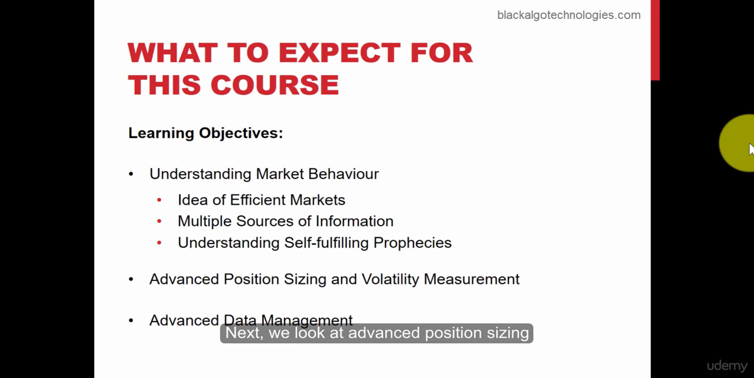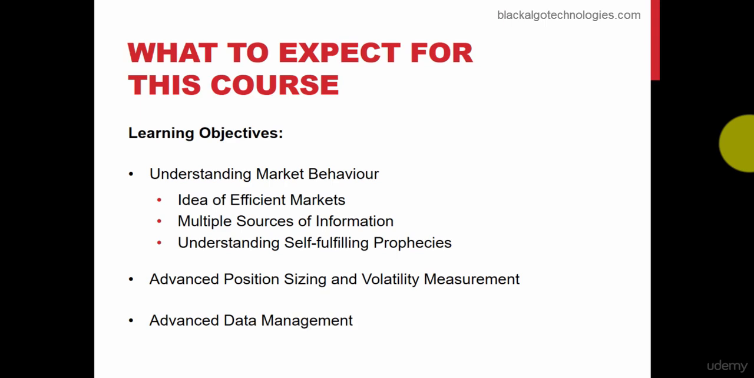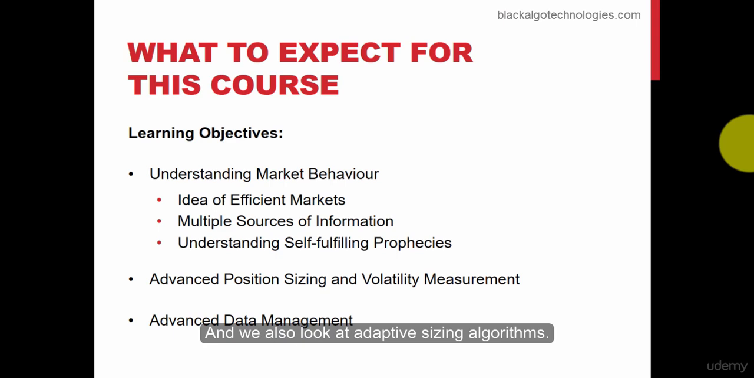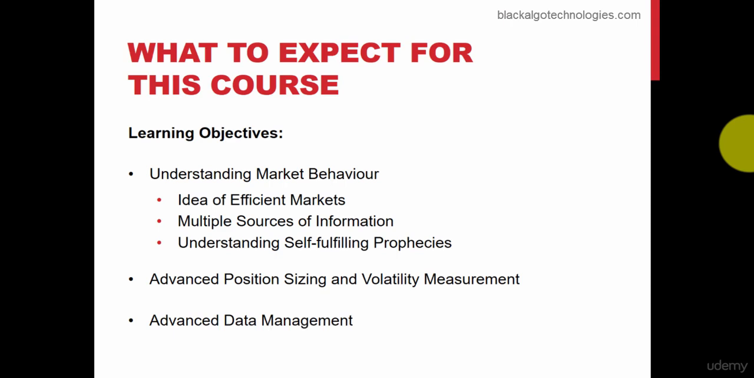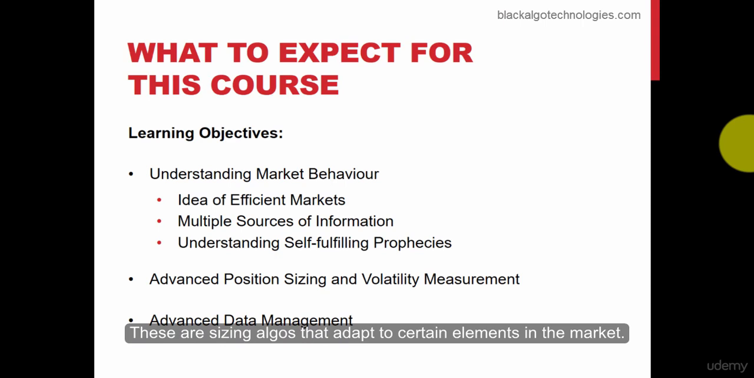Next, we look at advanced position sizing and volatility measurement. So we find out how to optimize our risk per trade, how to break down large orders. We look at a proposed bet sizing algorithm that is quite famous in the academic and gambling world, the Kelly position sizing algorithm. And we also look at adaptive sizing algorithms. These are sizing algos that adapt to certain elements in the market.